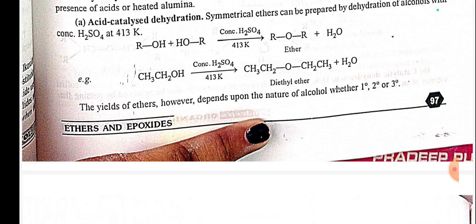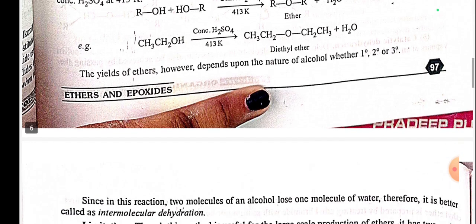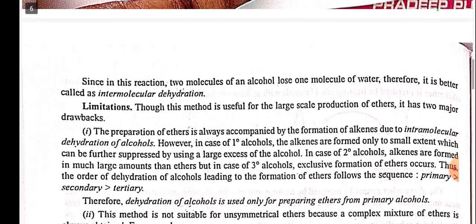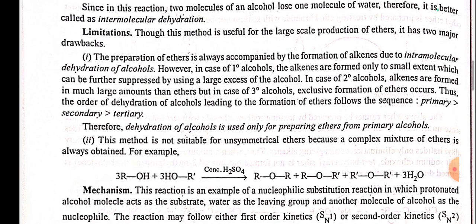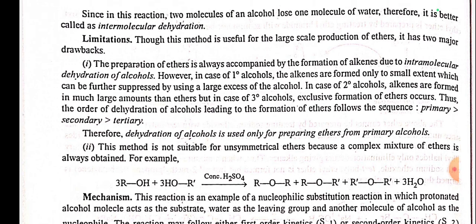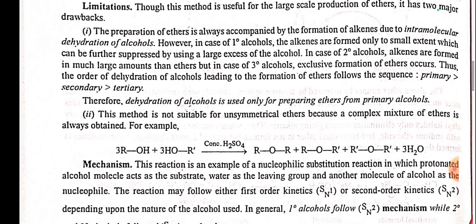Yield of ether, however, depends on the nature of alcohol, whether primary, secondary or tertiary. Since in this reaction 2 molecules of an alcohol lose 1 molecule of water, it is better called intermolecular dehydration. Limitation: though this method is useful for large scale production of ether, it has two major drawbacks. The preparation of ether is always accompanied by the formation of alkenes due to the intramolecular dehydration of alcohols. However, in case of primary alcohol, alkenes are formed only to small extent, which can be further suppressed by using a large excess of alcohol.